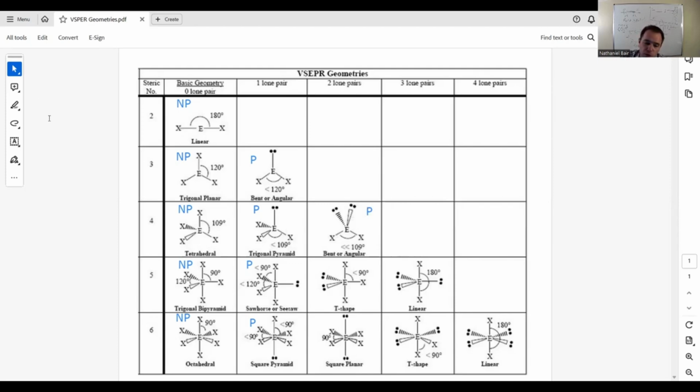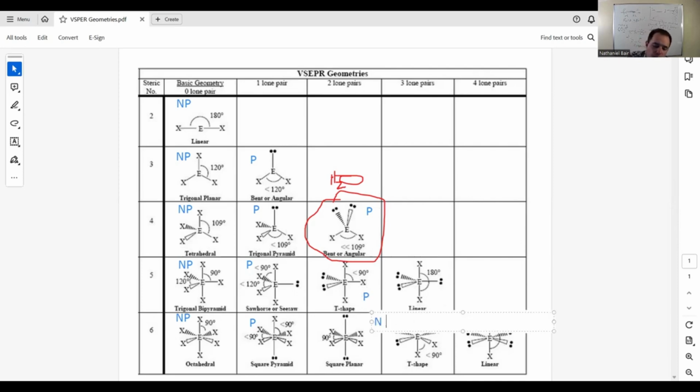Why is this one super duper important? In fact, it's so important, I'm going to circle it. This is the geometry of water. Water is a domain 4, 2 lone pairs, right? So that's water's geometry. So you've got to know water is polar. This T shape is polar. Those lone pairs are distorting the bond angles. Even if the X groups are all the same, it doesn't matter.